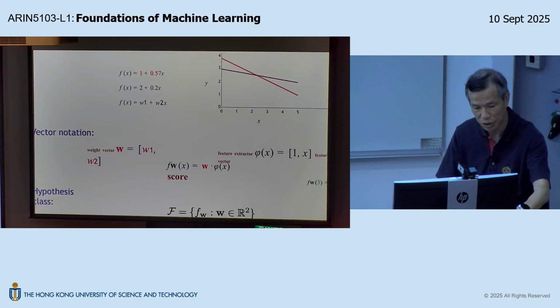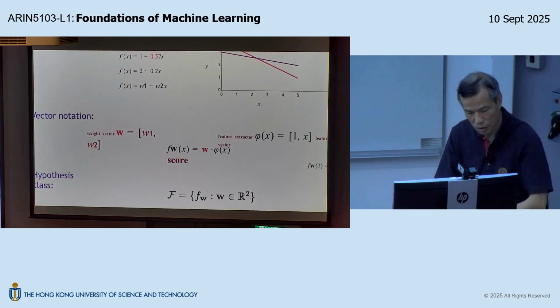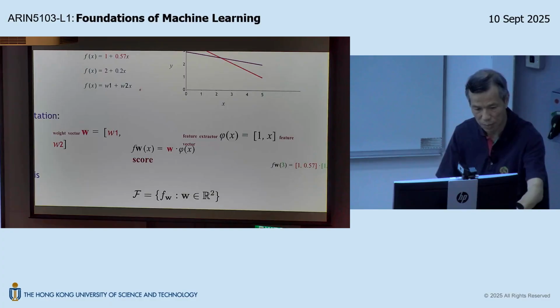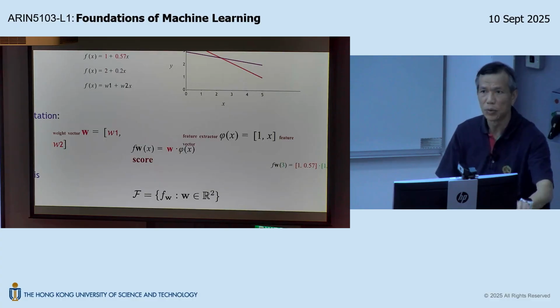Usually in machine learning, we prefer a more complex notation, using a vector. This is a two-dimensional vector, or weight vector. You have W, and if you define phi of x like this, this is another two-dimensional vector. Then if you want to produce W1 plus W2x, you can simply take the dot product of this W and this phi of x. This dot denotes the dot product. Does anybody not know what a dot product is?